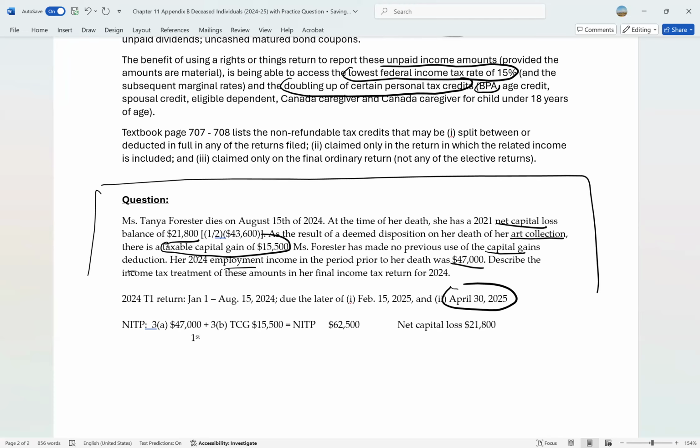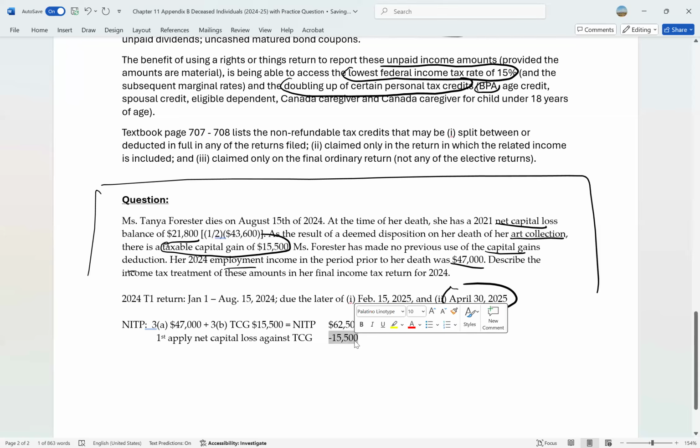So first, we will apply the net capital loss against the taxable capital gain. First of all, we'll just apply it the regular way. And the amount of the net taxable capital gain was 15,500. So then we do a quick subtotal. And that's still going to leave 47,000. And so we've used up 15,500. And so that leaves 6,300.